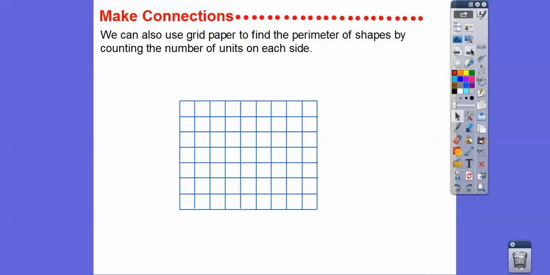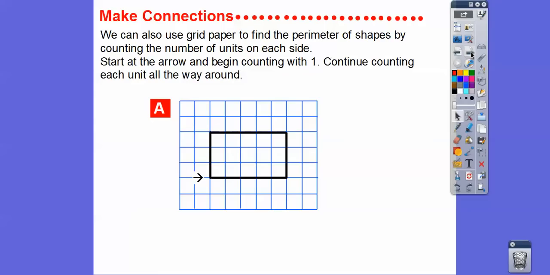All right, so we can also use grid paper to find the perimeter of shapes by counting the number of units on each side. So if they give you a piece, you just trace it on top of this piece of grid paper right here. So for example, let's find the perimeter of this rectangle, and we can just count the grids right here. So just start at the arrow. You make the arrow wherever you want, you guys. Start at the arrow and just begin counting with 1. So how many spaces are there? Here's 1, 2, 3, so there's 3 spaces there. Okay, and then from here we're going to go 1, 2, 3, 4, 5, so there's 5 spaces there, and then 3 spaces there, and then 5 spaces there. So the perimeter is going to be 16 units right there.